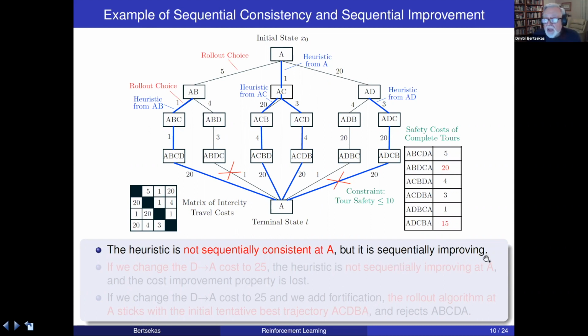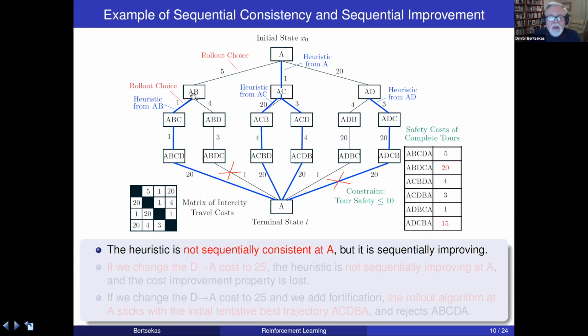Is the heuristic sequentially improving? Well, we have to check two things. Whether from every one of the partial tours, it can find a feasible candidate trajectory. And indeed, this is so.